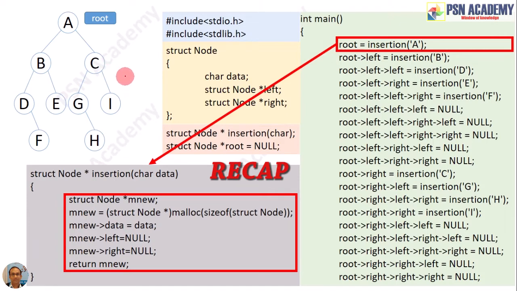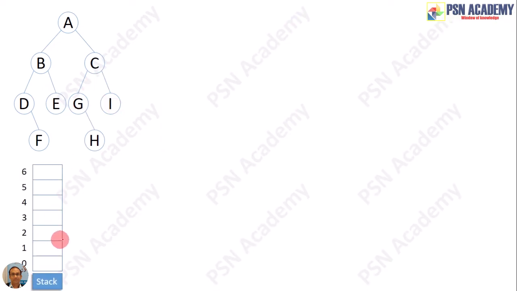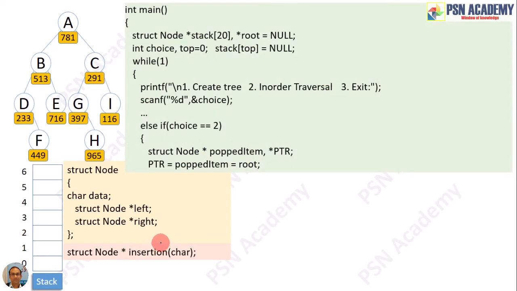As in the previous videos, we will use the same binary tree for Inorder Traversal. Now this is our tree and here is a stack. These are the addresses we have used before. This is our structure. This is our insertion operation for creating the binary tree. And this is our main.